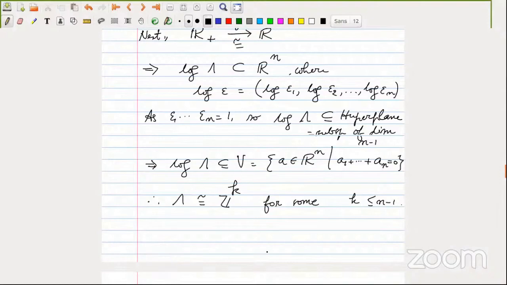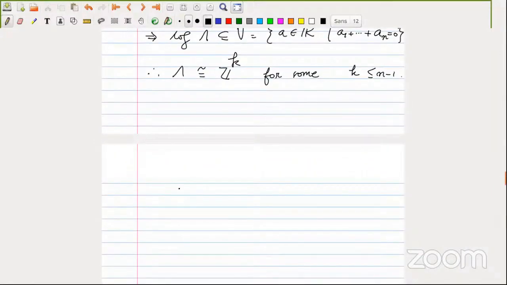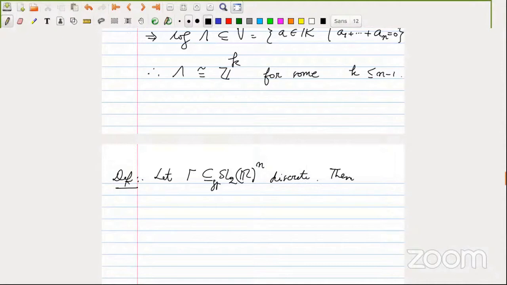Okay, and for the definition of a cusp, what is needed is the following. Once I have cusps, I can define what Hilbert modular forms are. So here is this definition. Let gamma be a discrete subgroup of SL2R to the power of n. Then gamma has a cusp at infinity. So this is a definition.